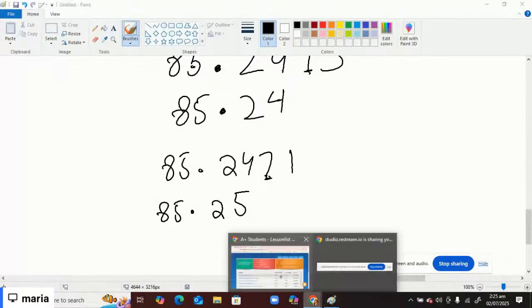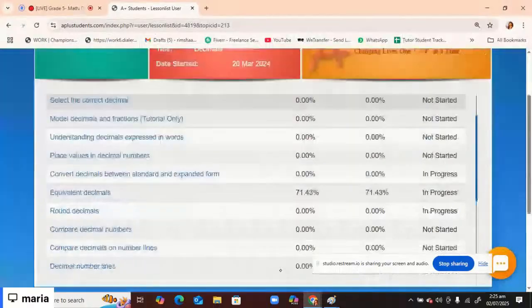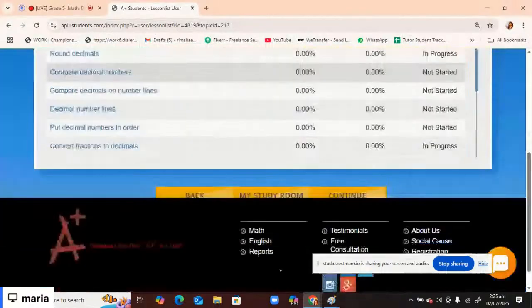So now let's discuss the next lesson, which is comparing decimal numbers. Now we already discussed equivalent decimals. Equivalent decimals are so easy. And after that we discussed rounding decimals. Now we discuss comparing decimal numbers.